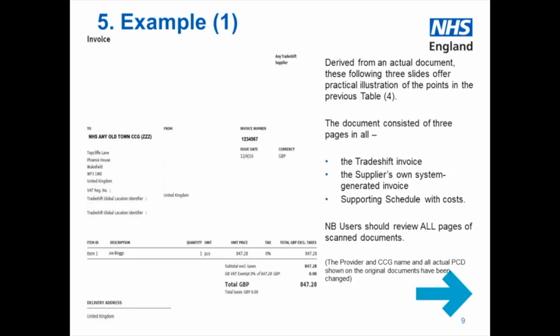The next few slides are based on a real example of extensive PCD being disclosed on an invoice and supporting schedules. In this case, the invoice itself quotes the patient name, which is not a permitted use of PCD as it can be linked to his home address and the fact that he is receiving domiciliary care. This invoice should be rejected. The names on this invoice have all been changed for this demonstration.